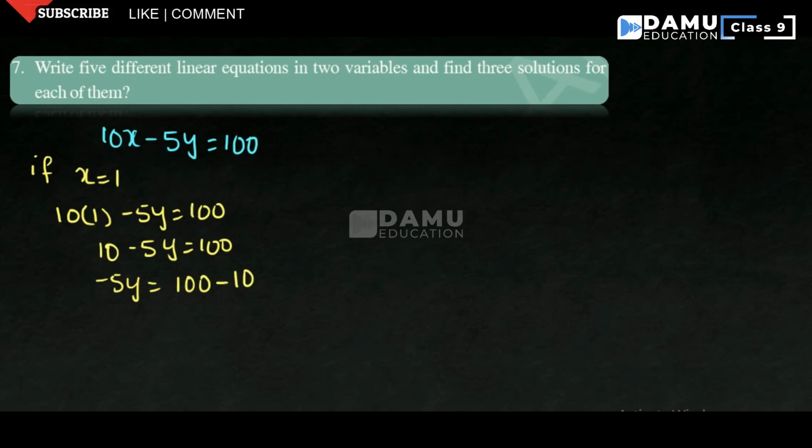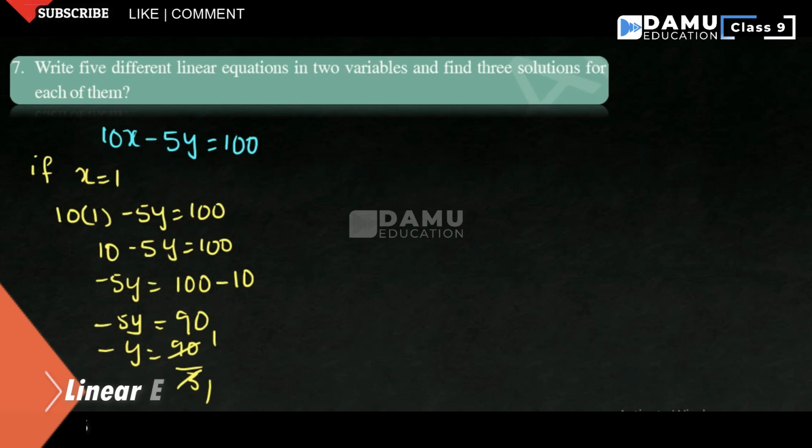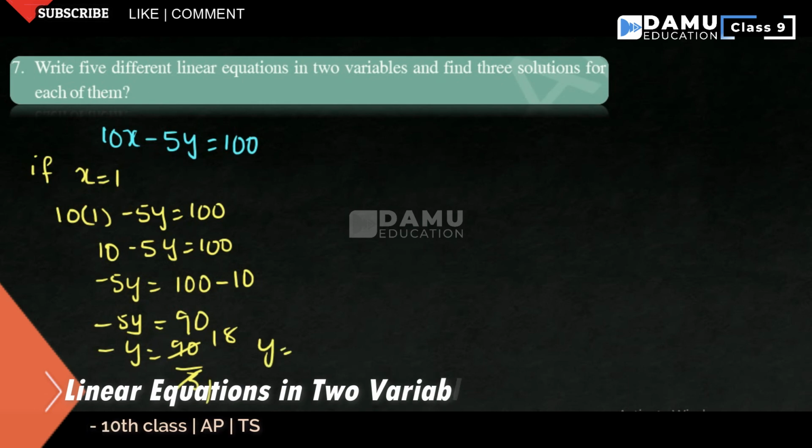Why? Because here plus is there, it will go, 90. Then here minus 5y. Then y will be equal to 90 by 5. So 5 ones are 5 and remaining 5 nines are 45. So y will be equal to minus 18. So (x, y) will be equal to x is equal to 1 and y is equal to minus 18. Let's find out another one.